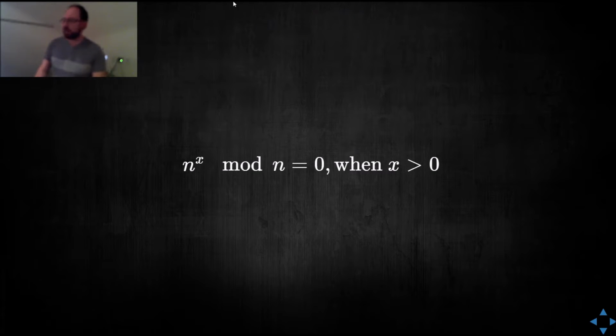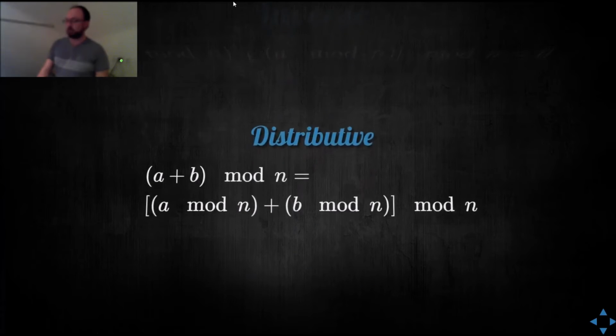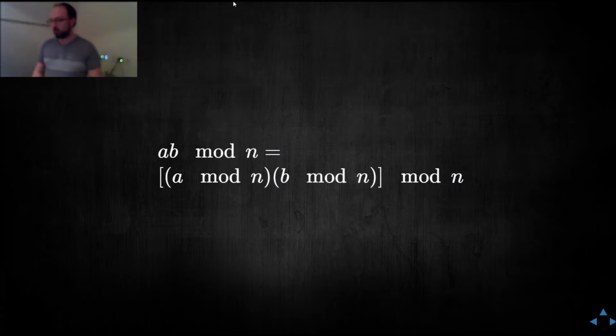n to the x, mod n is still 0 whenever x is greater than 0. We have the inverse. I'm just going to flip through these. There's the distributive property. So these are all different properties of the modulo operation. There's one more distributive property. So what we can do is we can pop these into a unit test, and now we are testing all these different properties about it without actually giving it example-based inputs.